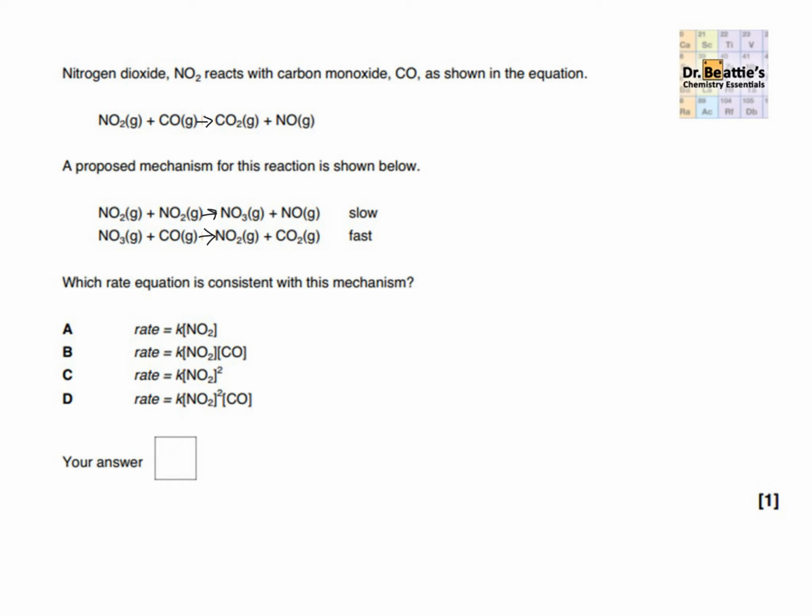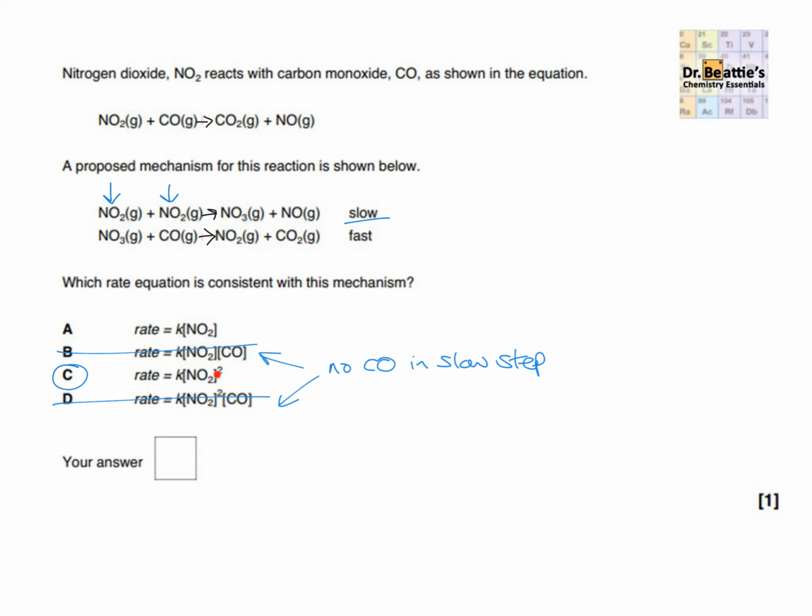Okay, if you chose C, then that's the correct answer. The reason being, we need to focus in on our slow step and the reactants of that slow step. So we can see here we've got NO2 and NO2. Now, here we've got NO2, NO2, but then they've also given carbon monoxide. Carbon monoxide isn't a reactant here, so that eliminates options B and D. And then we're left with A and C.